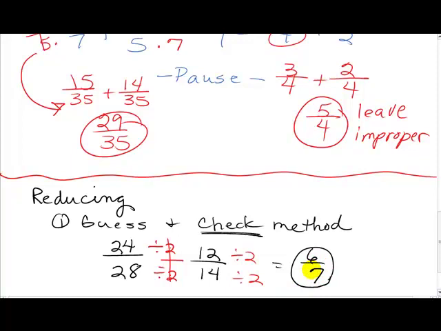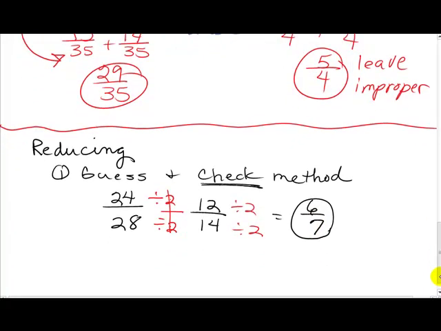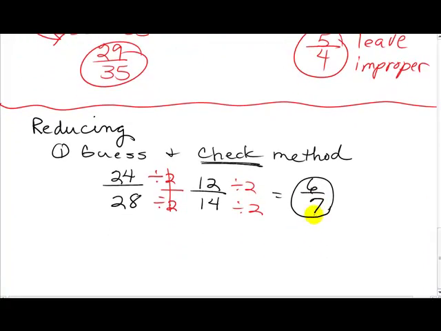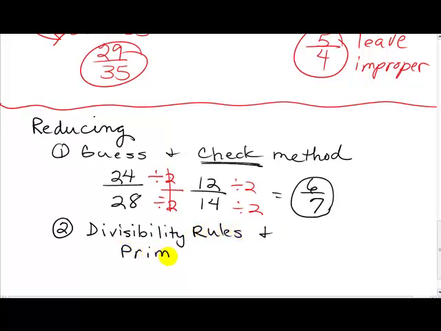Not all fractions that are reduced will have a prime number in them, but if they do, that's a good flag, a good warning that it more than likely is. But you always have to ask yourself, will it go into the other number? That's one method. The other is using divisibility rules and prime factorization.